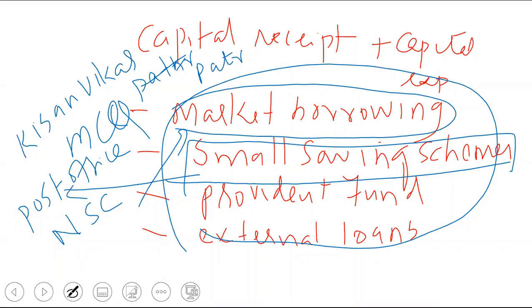Earlier, post office was paying 1% higher rate of return. Suppose that bank is giving 7% rate of return. Post office will give 8%. But now they are not giving 1% higher. But still, post office ka return is better than that of a bank deposit. That is the reason everybody prefers post office.